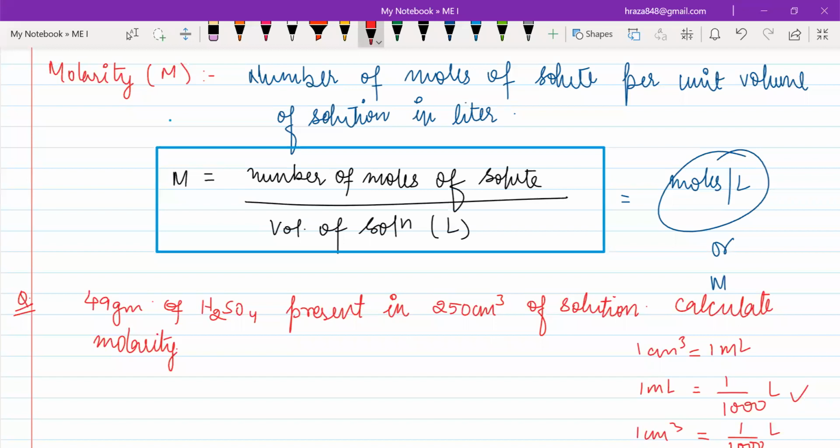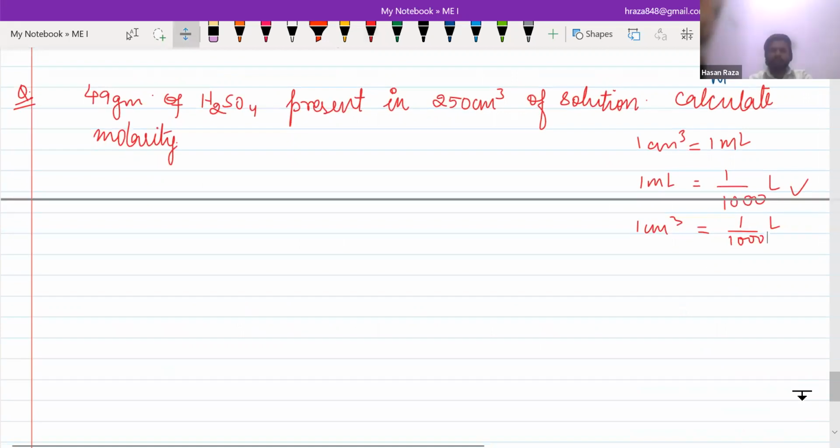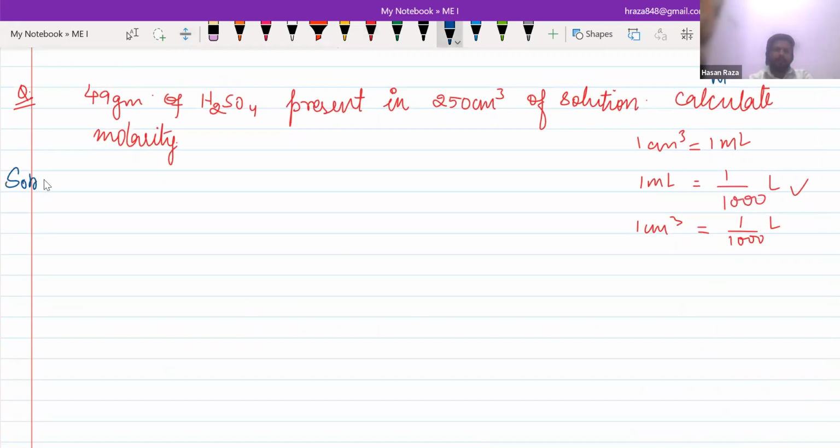Sir, the answer is 196. 196 what? How did you get 196? What is the unit? It's very important. 196 what? Whenever you are finding something, please do it with the units. Okay, let's say molarity. We need to calculate molarity.